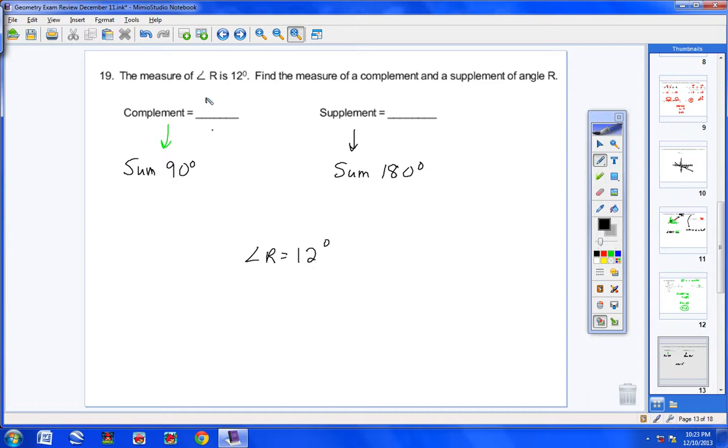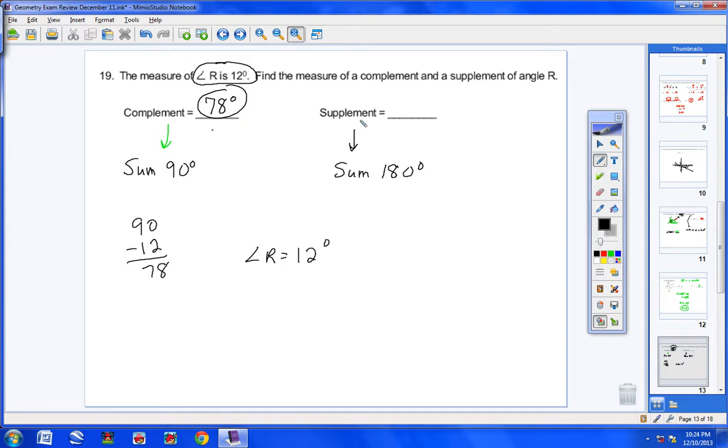Well, 78 degrees, right? I mean, think about it. Isn't 78 plus 12 90? Students, that's all they're asking for. When I ask you to find the complement, I'm asking you to find the angle that adds up to 90 when you add it to the given angle. In this case, we're given this angle here, angle R is 12. I just simply took 90 and subtracted 12 and I got 78.